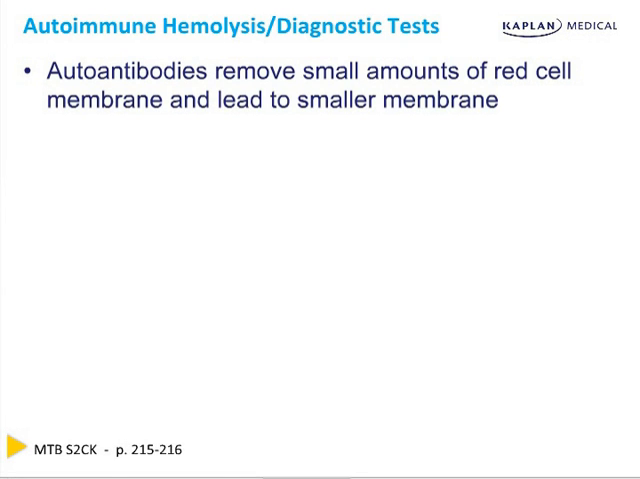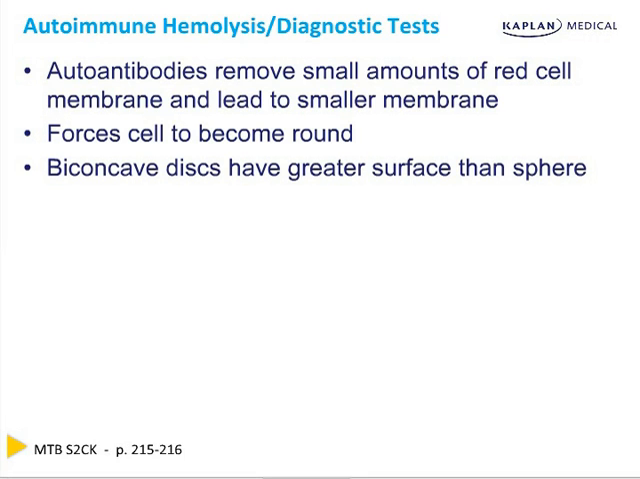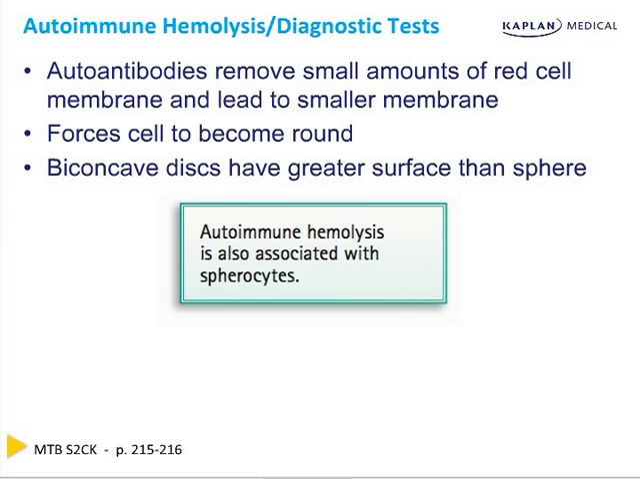Now remember, the autoantibodies can remove a small amount of the red cell membrane. It can make the membrane smaller, and it could force it to become round. Biconcave discs have a much greater surface area than a sphere. That's good, so it can take up carbon dioxide and get rid of oxygen. But autoimmune hemolysis is also associated with spherocytes as we force the cell into being somewhat smaller.